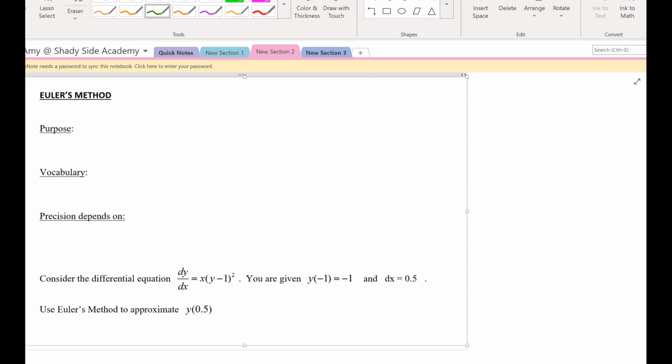Everyone, we are going to learn about a new method of approximation called Euler's method.